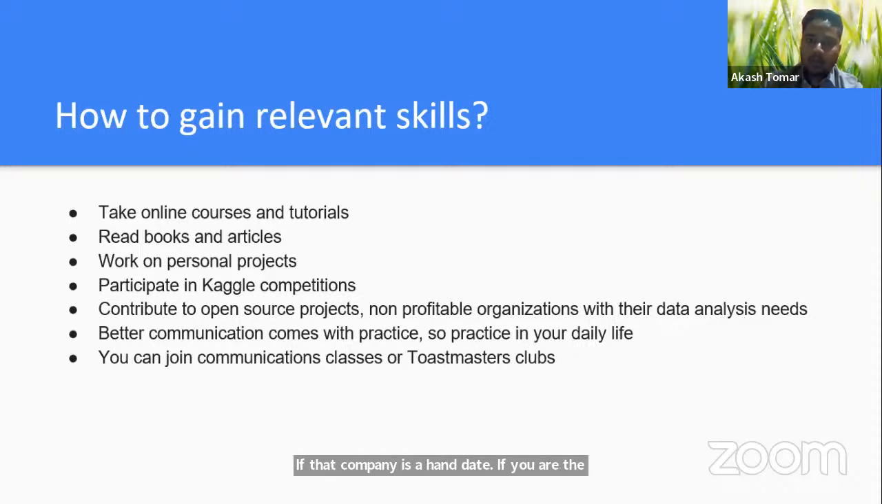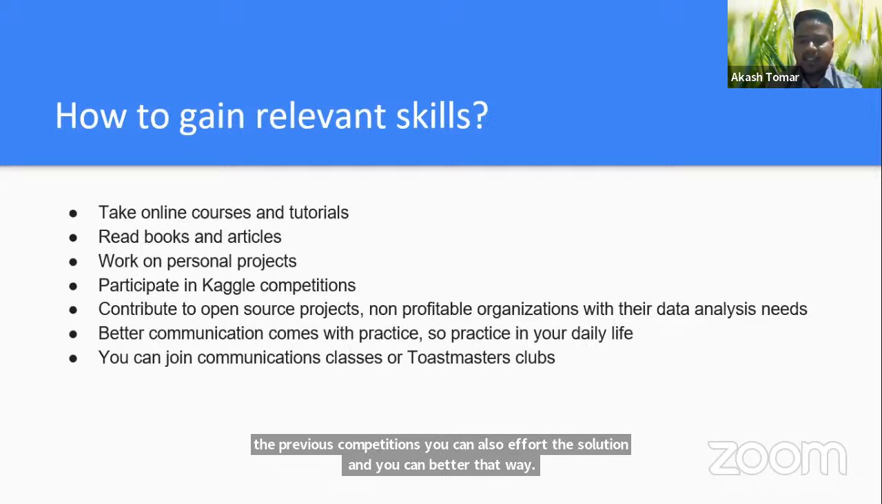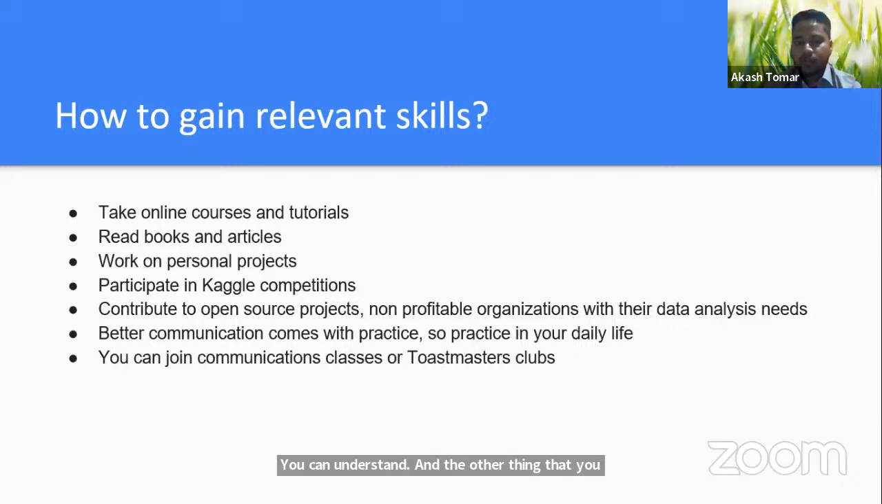But for the previous competitions, you can also refer to the solutions, and you can understand better that way. And the other thing is that you can contribute to open source projects, or you can help a non-profit organization, or maybe your family's business, just to help them with their data analytics domain. So these are the things you can do.